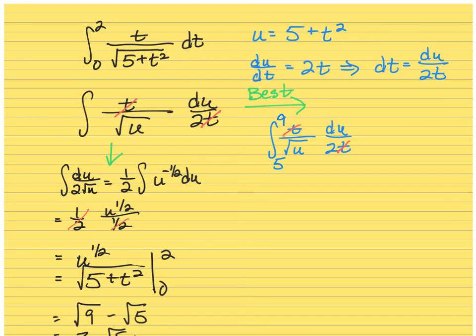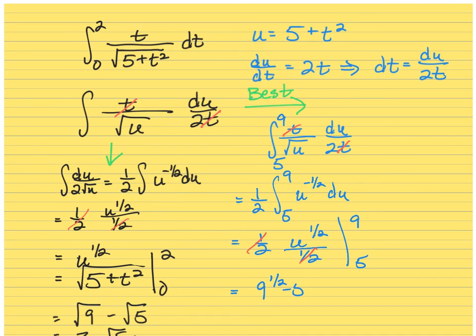And the advantage is this. I don't have to ever return back to t's. So it's 1/2 integral from 5 to 9 of u to the minus 1/2 du. And when I integrate that, I get 1/2 u to the 1/2 over 1/2 evaluated from 5 to 9. The 1/2's cancel. And so now I'm just ready to plug in the 9. So it's 9 to the 1/2 minus 5 to the 1/2. And look at that. That's the square root of 9 minus the square root of 5, which is 3 minus square root of 5. Same thing.